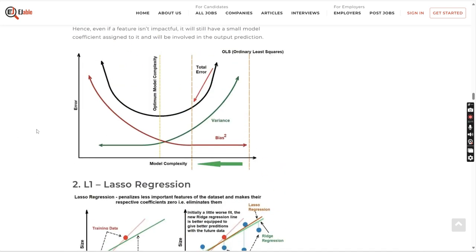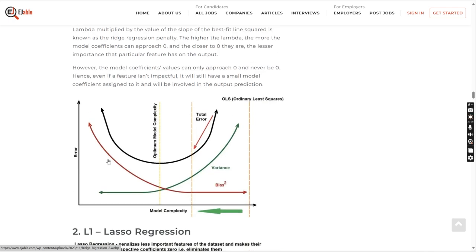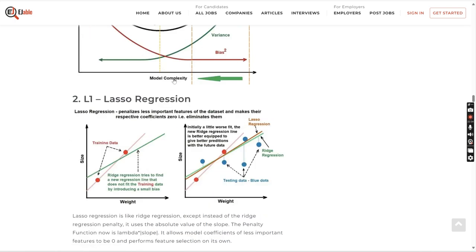In case your total error increases due to variance, we call it overfitting. If your total error increases due to bias, we call it underfitting. Now, that can be controlled.